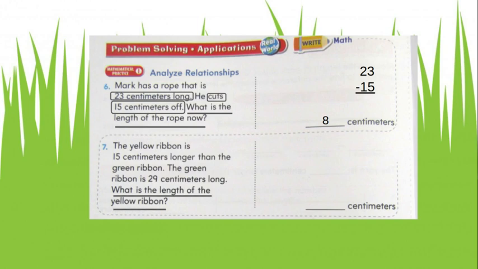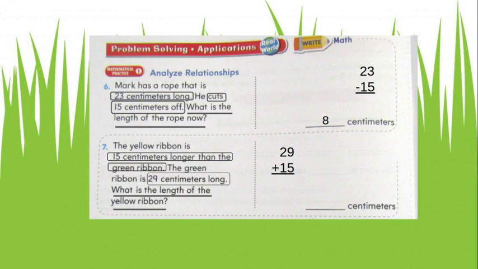And then figuring out what important key information I need to box up. Well, I know that the yellow ribbon is 15 centimeters longer than the green ribbon. But I don't know how long the yellow ribbon is. That's what I'm trying to find out. But I know it's going to be longer than the green ribbon. And I already know that the green ribbon is 29 centimeters long. Well, if the yellow ribbon has to be more than that or longer than that, then I must have to add these 2 numbers. So what would my addition sentence be? 29 plus 15 equals.